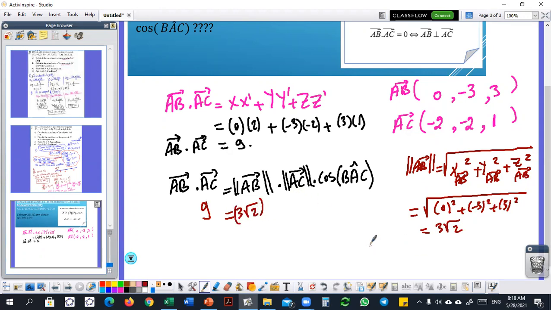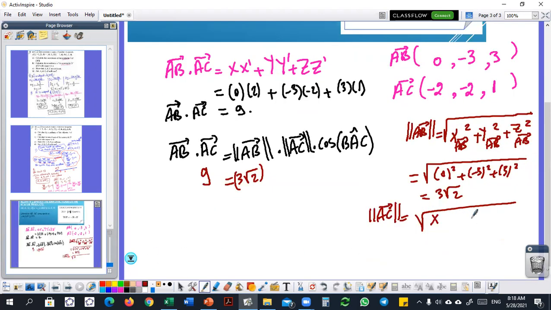The AC vector magnitude is the same idea. Look at the vectors here. It is x of AC vector, 3 at the end supposedly, y of AC vector. I did not try it, God willing. You mean the value of this, yes, correct. It comes out radical minus 2 squared plus minus 2 squared plus 1 squared.